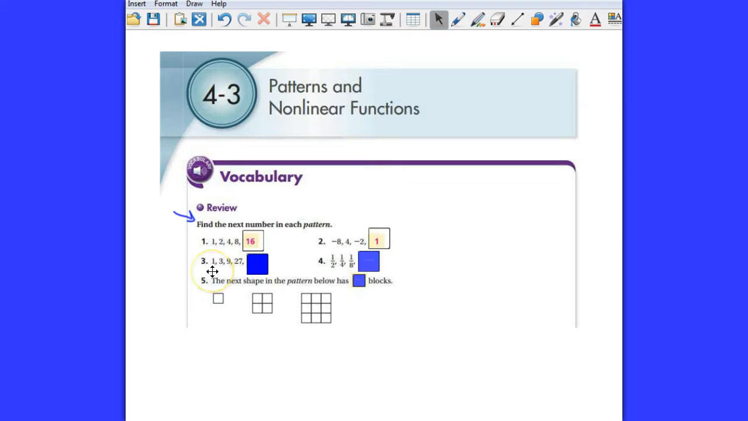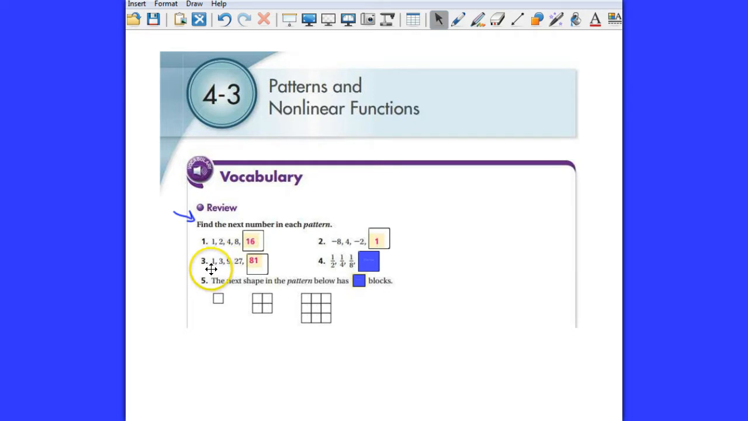And the third one there, that's an interesting one. See if you can figure that out. 1, 3, 9, 27. And the next one would be 81 there. So you might be thinking it multiplies by 3 each time.